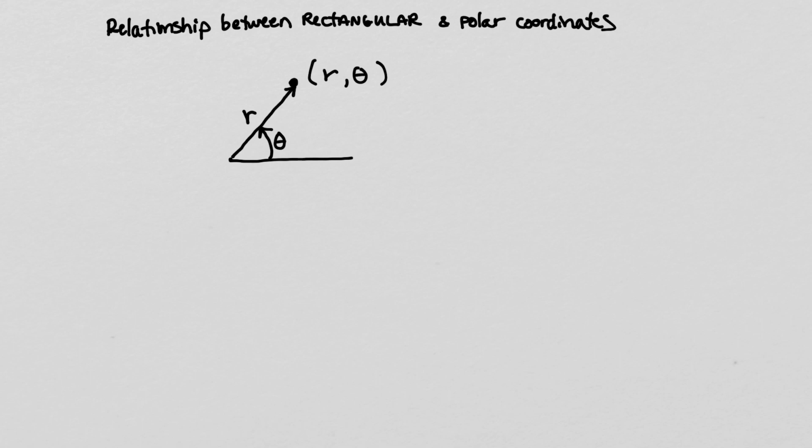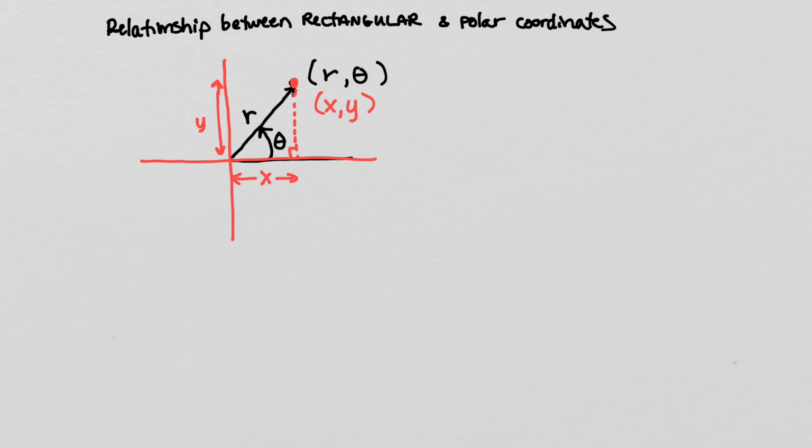Now, on top of that, let me superimpose the xy plane. And if I do that, this point here in space can also be represented as an x and a y coordinate, where x is this distance and y is this distance. Y is the vertical distance and x is the horizontal distance.